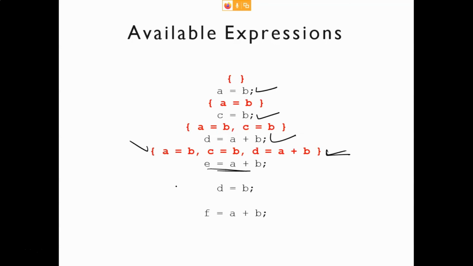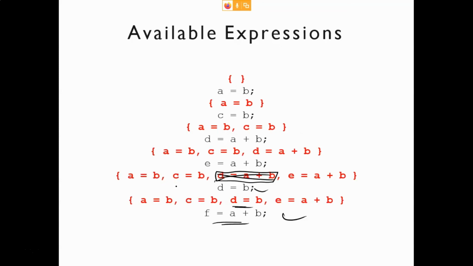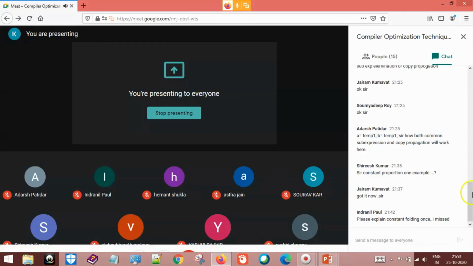So today I am just covering the mentioned topics, like they have explicitly mentioned all the topics like local optimization, common sub-expression elimination, liveness analysis. All these topics I am covering today. So you should ask if you have any doubt. This is your available expression analysis. Very easily you can do this. No one has any doubt?